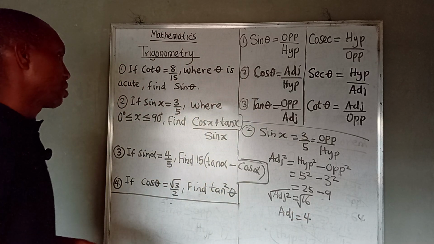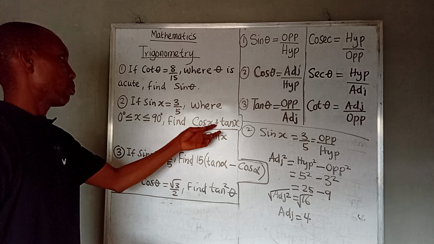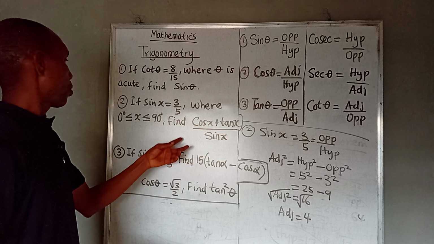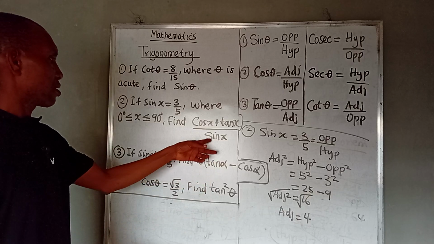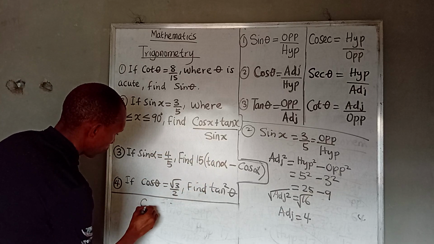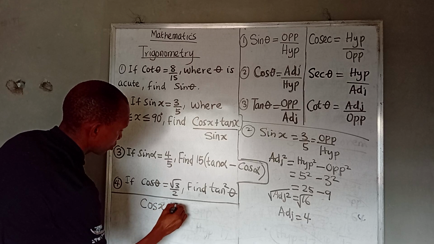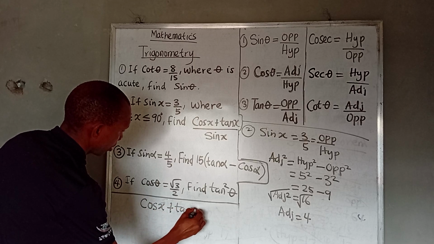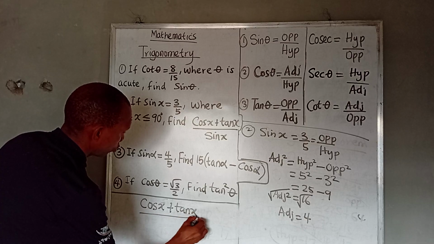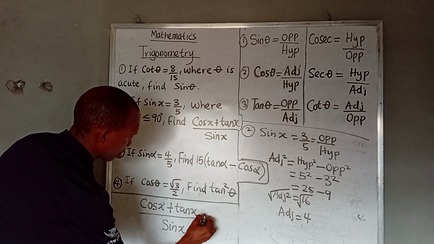Now, what do we do with this? We are told to find cos x plus tan x all over sine x. So this is how it goes. We are looking for cos x plus tan x all over sine x.